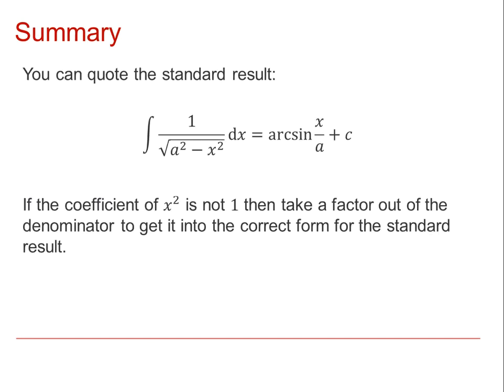In summary then, this is a result that can be quoted, so you don't need to prove this every time, although some questions may ask you to go through the proof of the derivative that we saw earlier. If the coefficient of x squared is not equal to 1, remember that you must factorize out that value to give a denominator in the correct form.